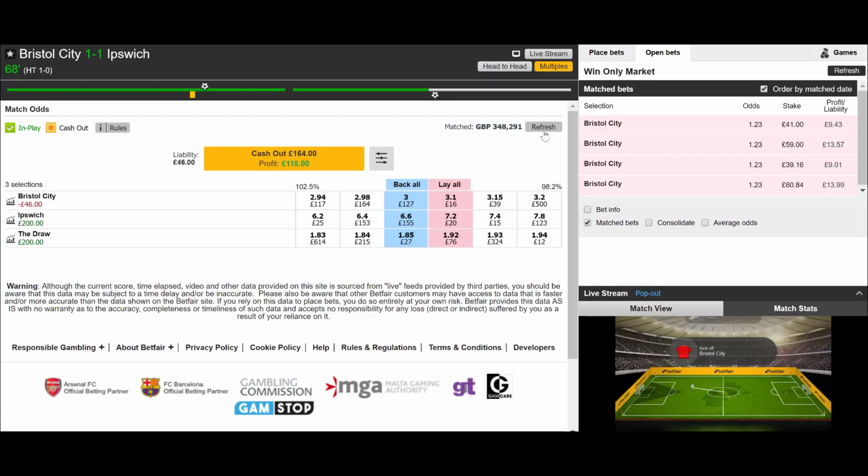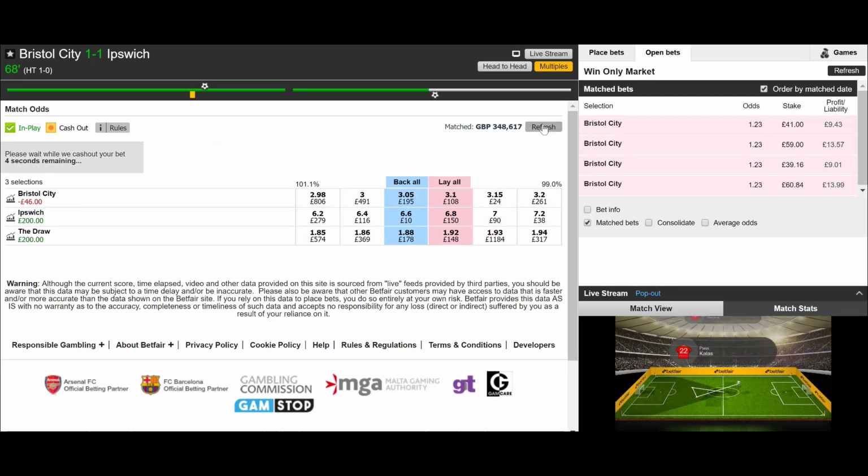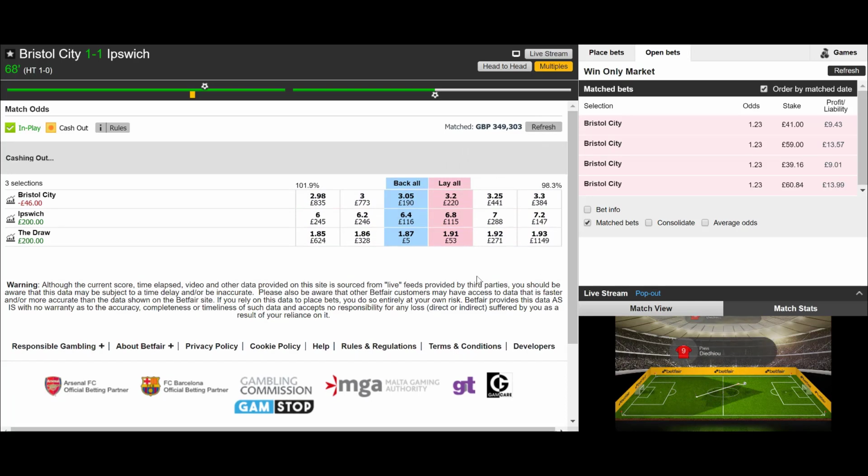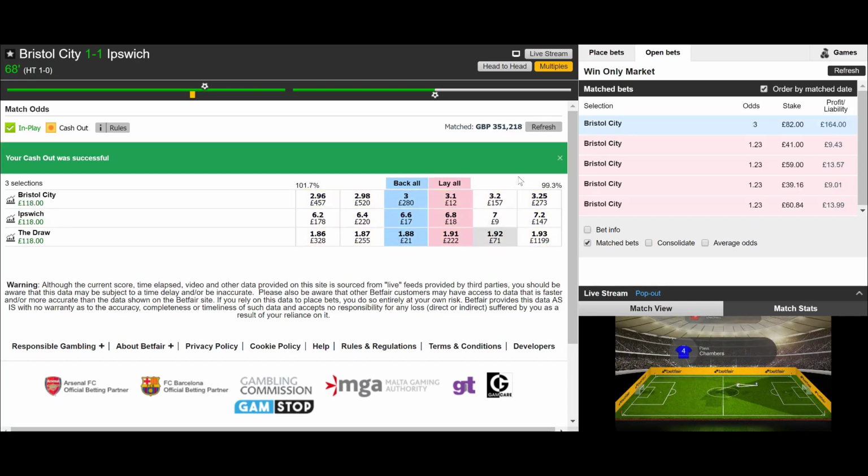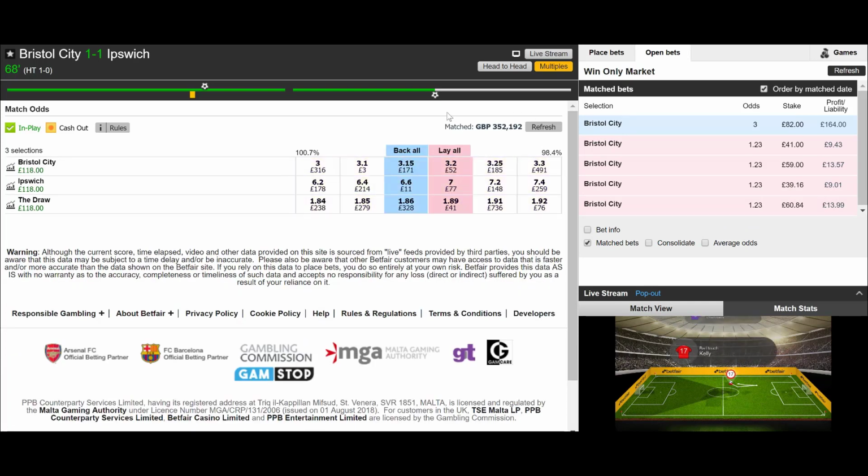Oh, well, we didn't have to wait long for that one. A pretty spectacular own goal just scored by Bristol City. I wish there was a little clip that I could show you on this video. But yeah, we've got the equaliser pretty quickly after we entered the market.